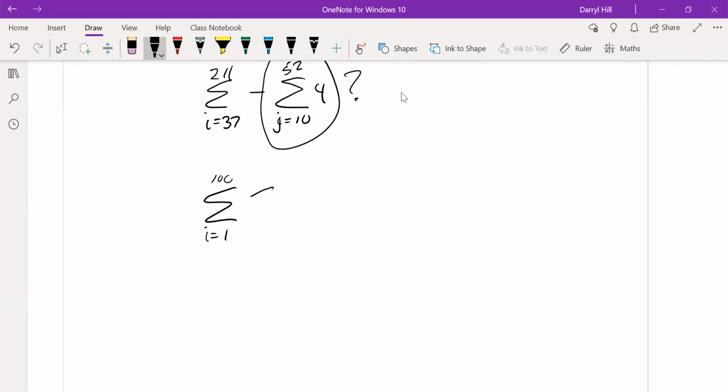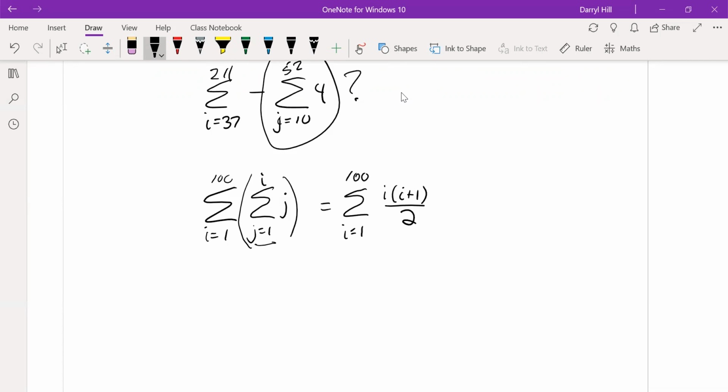I equals 1 to 100, and then j equals 1 to i of j. So the first thing I do is evaluate this using i as a constant. So i equals 1 to 100. And then I know how to do this. It's simply i plus 1 over 2.